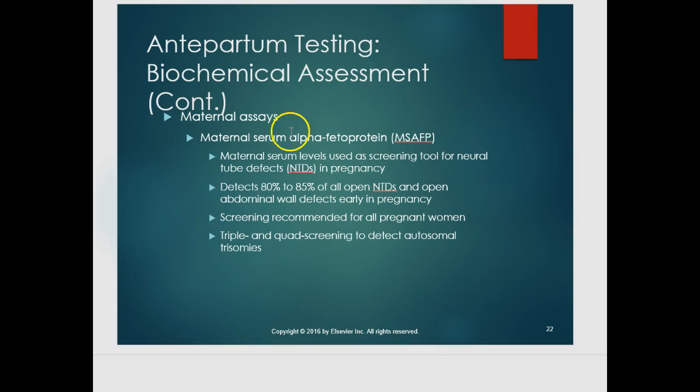So you guys, we're going to draw blood from mom. It detects about 80 to 85% of all neural tube defects and open abdominal wall defects in pregnancies, such as gastroschisis. And it's recommended screening for all women. You guys, we look also for autosomal trisomies, so we can see trisomy 21 or Down syndrome. Of course, again, this is a screening tool. If it is deemed a positive screen, we're going to send her for a diagnostic test, which would be an amniocentesis.